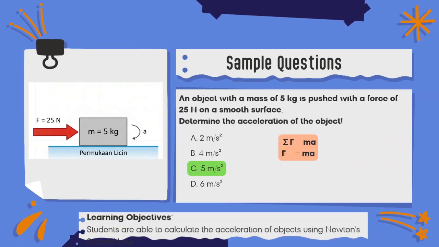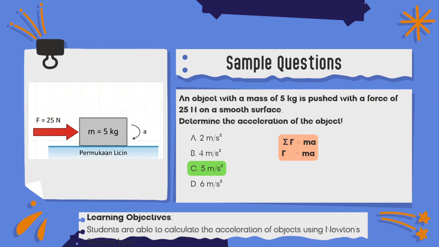Now, we will solve a sample problem using Newton's second law. The question is, an object with a mass of 5 kilograms is pushed with a force of 25 newtons on a smooth surface. Determine the acceleration of the object.